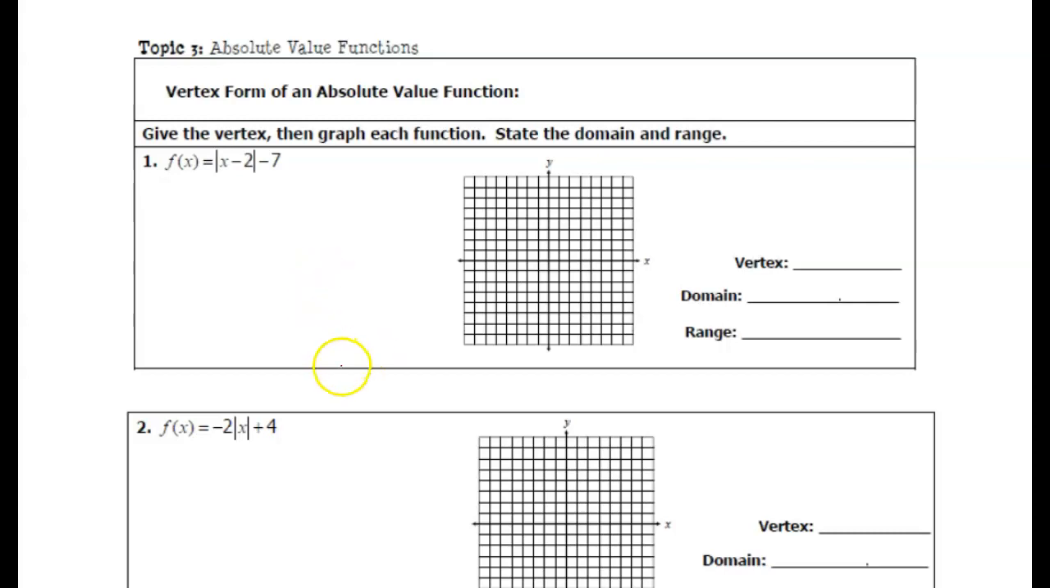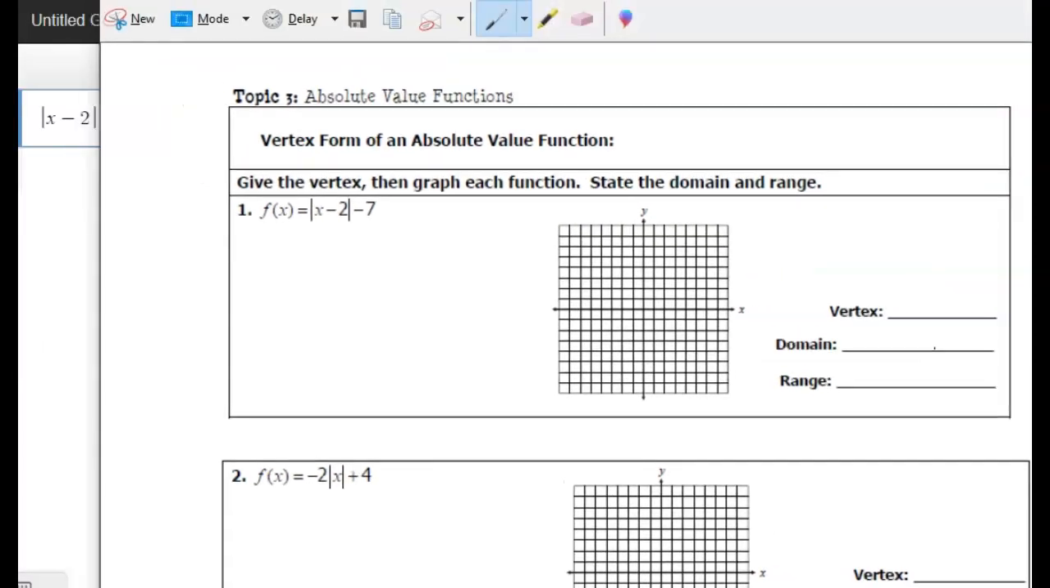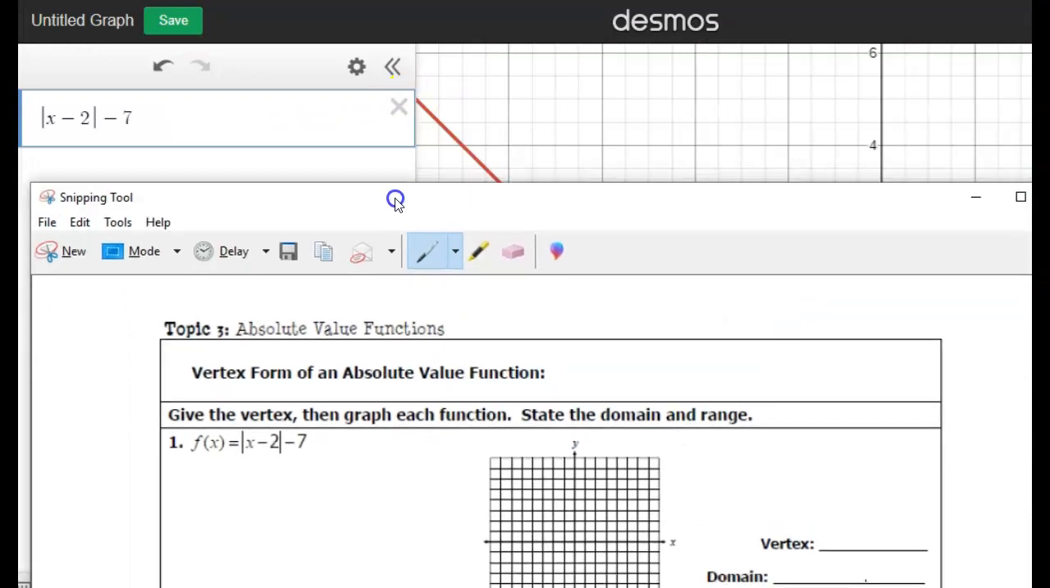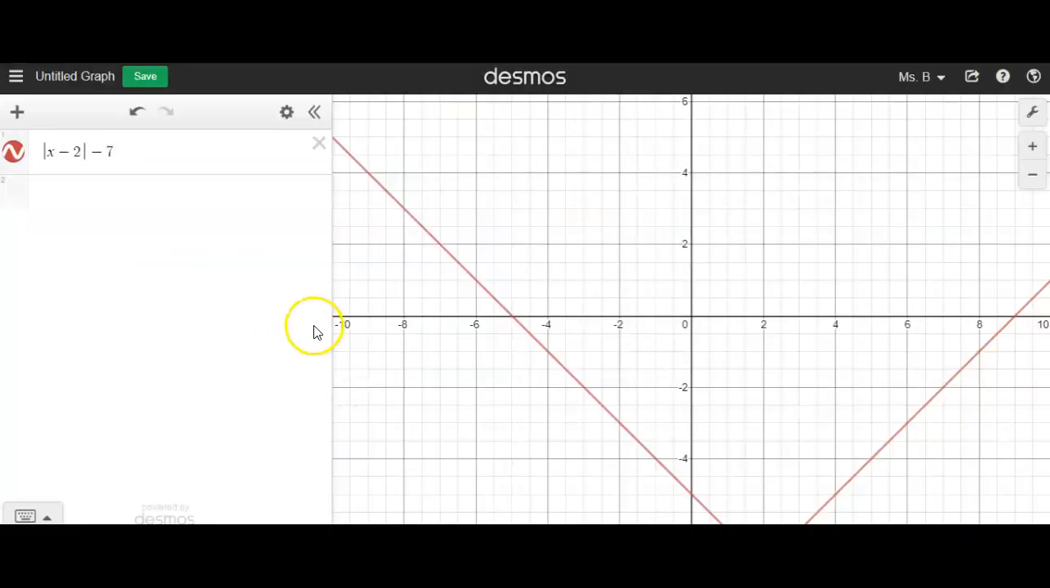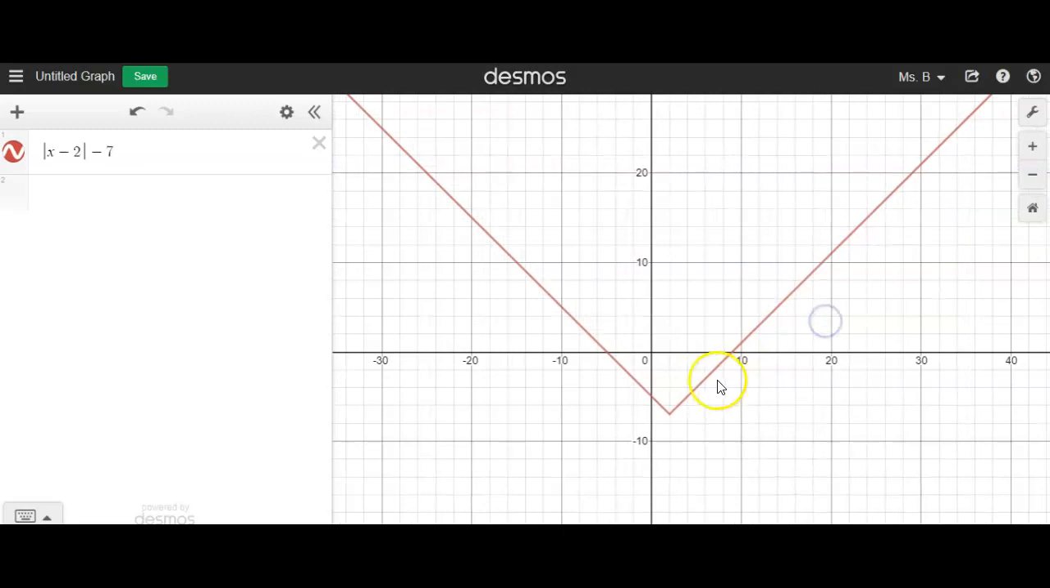I'll go ahead and show you Desmos just so you can see that, for those who like Desmos. So I'll move this out of the way. I graphed the first function, and if you look at this, guys, notice it's outside the window. Desmos lets you just zoom out easily. Bam, I can see the entire function.